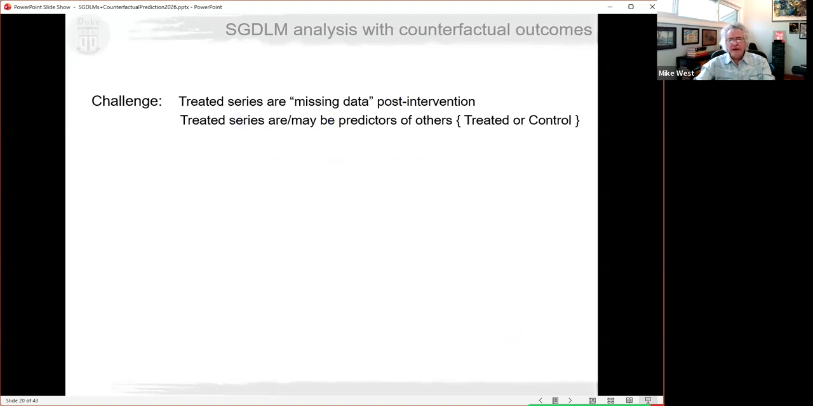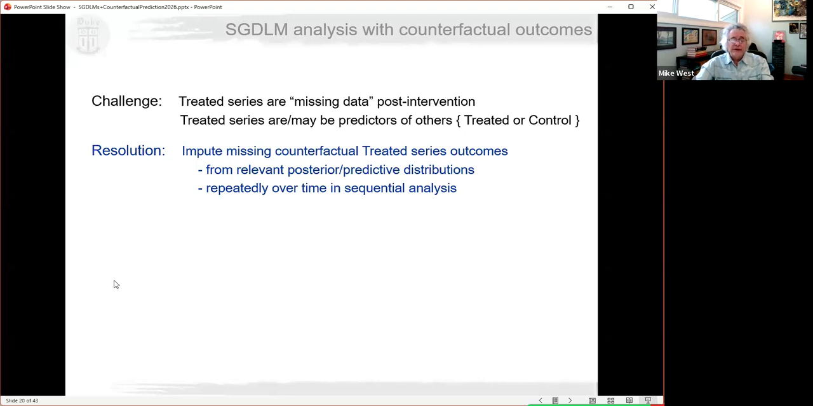Okay, but the existing methodology of SGDLMs doesn't allow missing data. And so what we have here is that the treated series post-intervention are missing data. The controls are observed, the treated are not. And it's particularly complicated because in the SGDLM, some of the series that are now designated treated may be required as predictors, as parents of others.